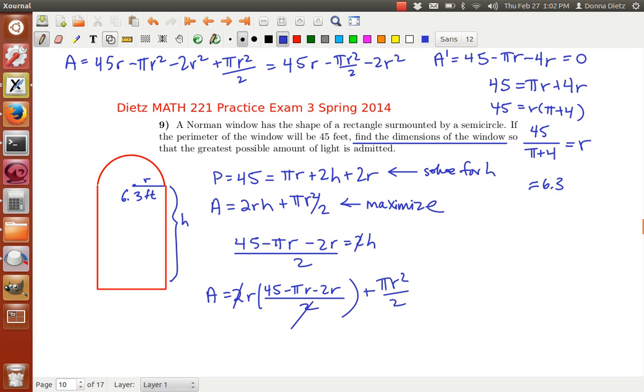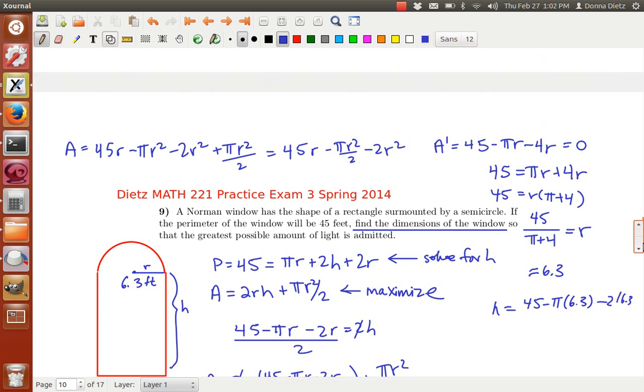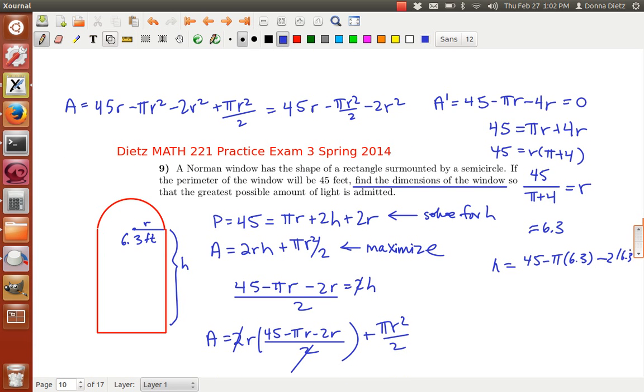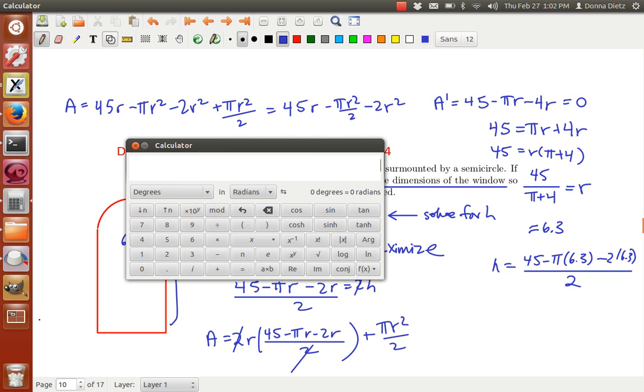Okay, h, we already solved for h in terms of r. So we just go back to that. H is equal to 45 minus pi r minus 2r, and then divided by 2. I can't control my computer. There we go. Alright, so let's figure this out. We have luckily only one instance of a pi, minus 3.14159 times 6.3.